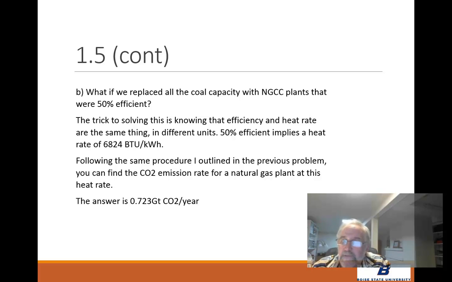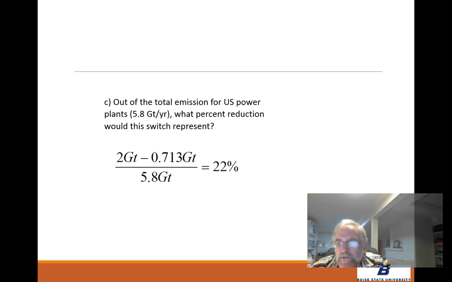And once you know the heat rate, it's right back to the problems we did before about, well, what's the CO2 emissions for all that capacity? So I won't bore you with that, but the answer is about 0.72 gigatons of CO2 per year. Out of the total emissions for the U.S., which is 5.8 gigatons, so if you add up all the coal and all the natural gas power plants in the country, they're responsible for almost 6 gigatons per year.